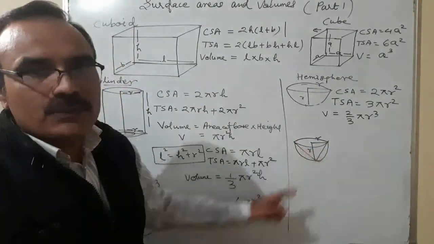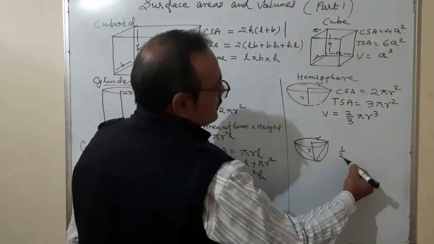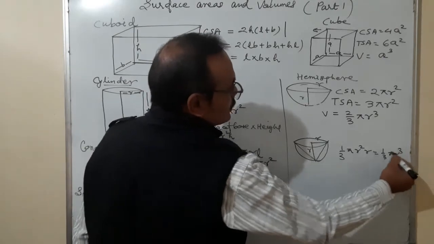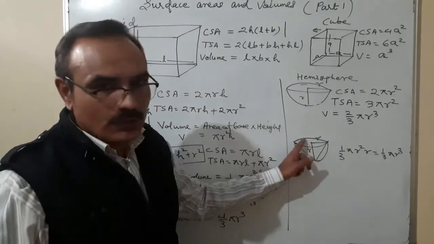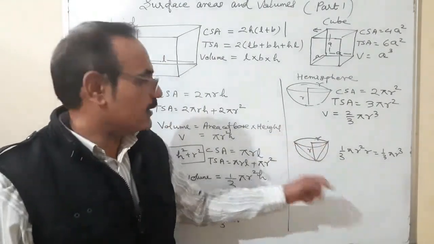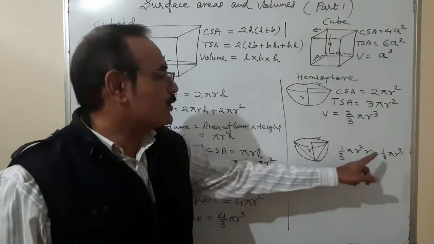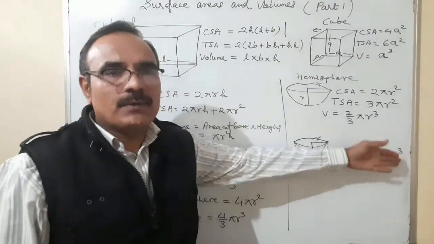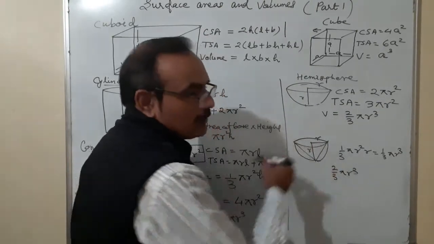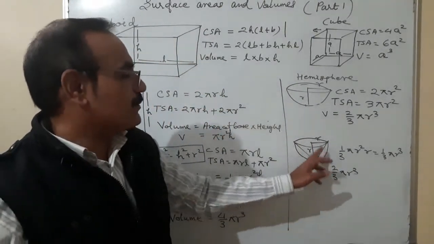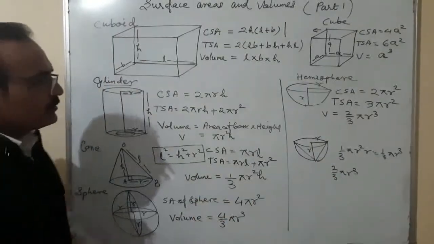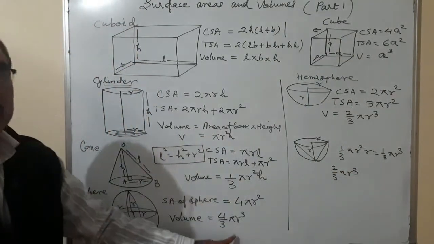Then what is the volume of this cone? Volume of this cone is equal to 1 upon 3 pi r square r, that means 1 upon 3 pi r cube. So the capacity of this cone is half of the capacity of this hemisphere if the radius and height are the same. The capacity of this cone is 1 upon 3 pi r cube, so it's a double capacity: 2 upon 3 pi r cube will be the capacity of this hemisphere. And because the capacity of this hemisphere is 2 upon 3 pi r cube, the capacity of a sphere is double of 2 upon 3, that is 4 upon 3 pi r cube.